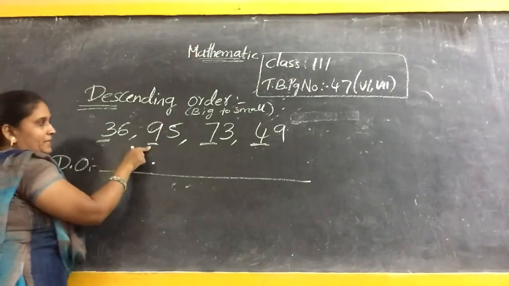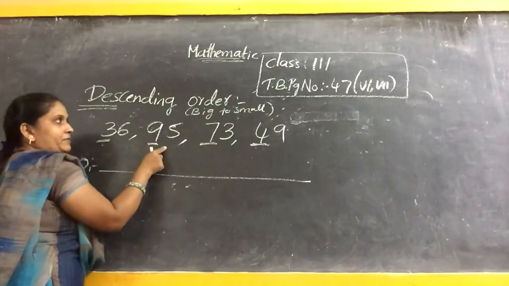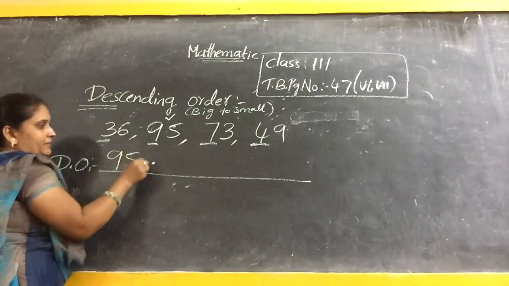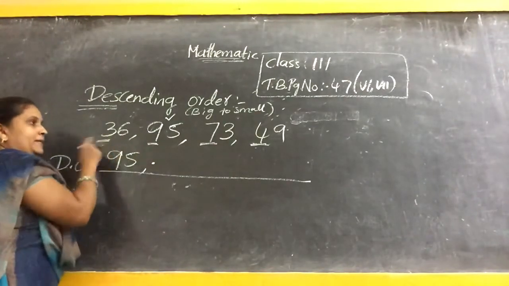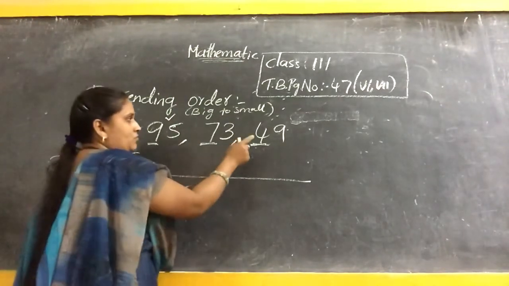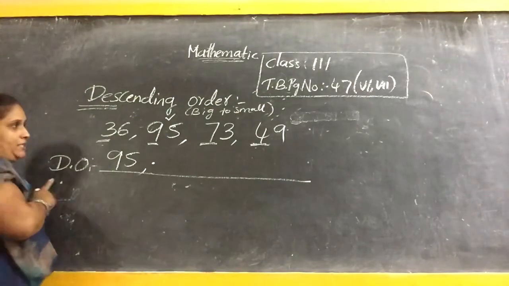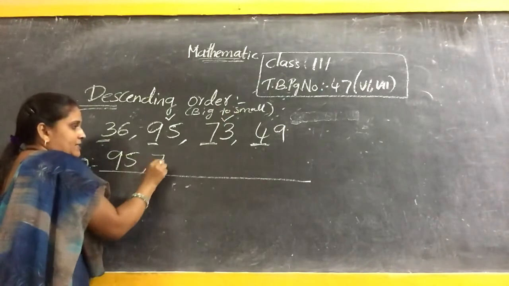Yes, 9 is the big number. So which number is that with 9? 95. So put the tick mark there and write 95 in the order. Okay, so 95 is completed. Now compare the remaining 3, 7, 4. Which is the big number next? Yes, 7 is the big number. Put tick mark and write 73.